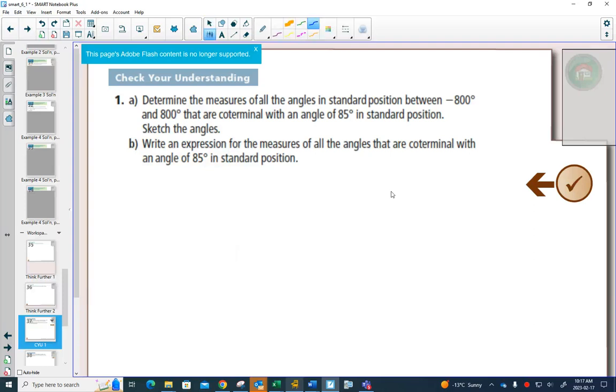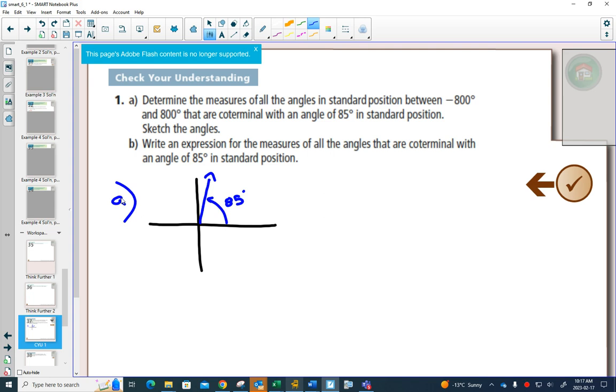Moving on to example 1. We've got an angle of 85 degrees. I hope you can see that in standard position, that would be in quadrant 1.